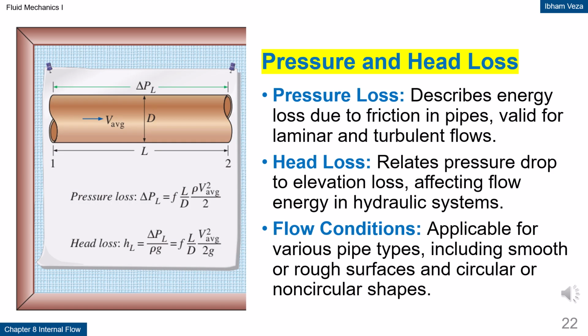Pressure and head loss. Pressure loss represents the energy lost due to friction during flow in a pipe. This quantity is often expressed as head loss, which represents energy loss per unit weight of fluid. The relationship between pressure loss and head loss allows the use of energy equations in hydraulic systems. This concept applies to both laminar and turbulent flows. This understanding is essential for the design and evaluation of piping systems.